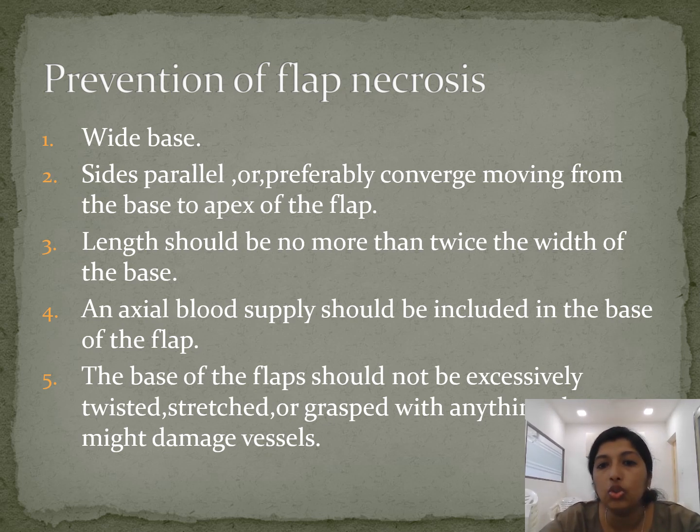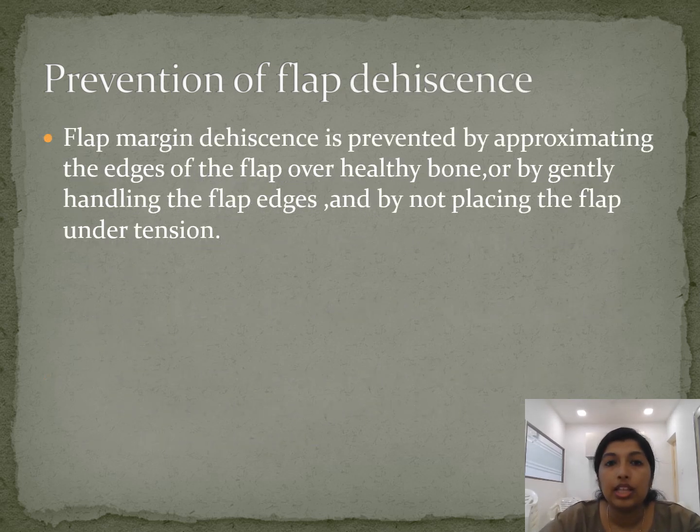And axial blood flow should be included in the base of the flap. And the base of the flap should not be excessively twisted or stretched or grasped with anything, to make sure that there is no damage to the blood vessels. Then margin dehiscence, how do you prevent it? By approximating the edges of the flap over healthy bone, by gently handling the flap edges, and by not placing the flap under tension.